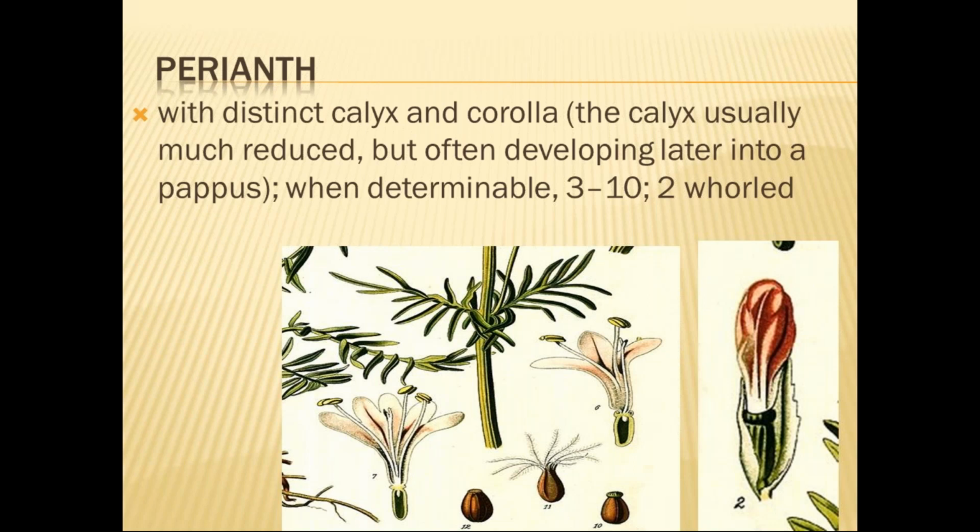In the right side photograph, we see how the calyx develops into a pappus-like structure after some time. That is a distinguishing characteristic of this particular family. They have 3 to 10 lobes in two whorls. They have 3 to 10 petals or perianth parts, but in two whorls, meaning two groups are present.